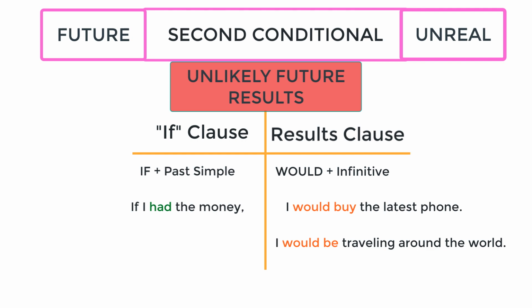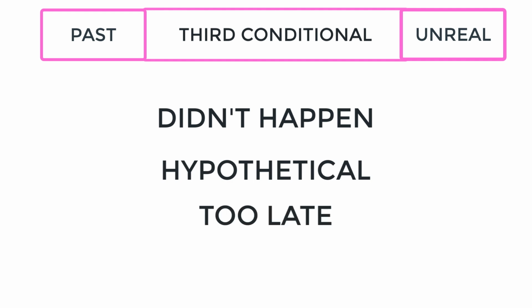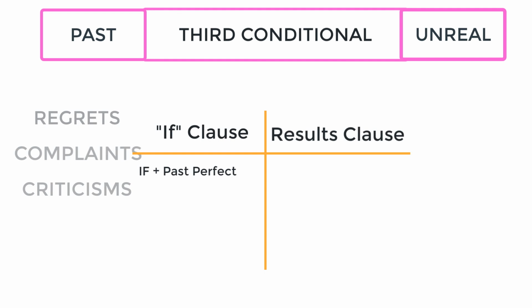And finally, let's review the third conditional. This conditional deals with situations in the past that are unreal. They didn't happen. We can still imagine what the consequences would have been, but again, it's hypothetical. It is too late. It is gone. It is in the past. This conditional is mainly used to express regrets, complaints, and criticisms. It is formed by using if plus the past perfect in the if clause and would have plus the past participle in the results clause.